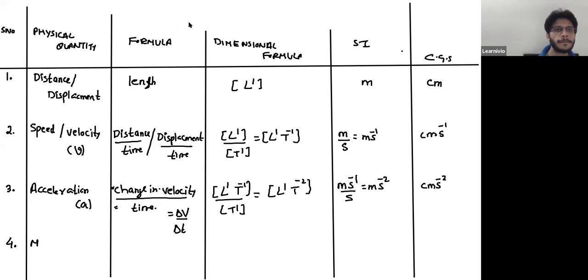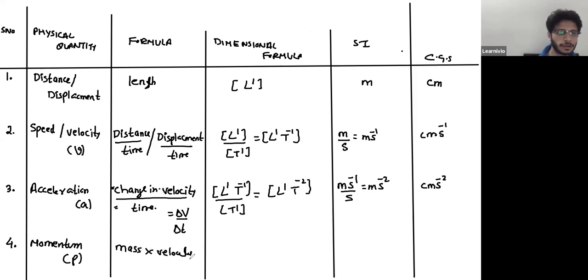Yes, Ariba. Thank you, sir. Now, after acceleration, the next quantity is momentum. We represent momentum with P. Momentum is simply the product of mass and velocity.